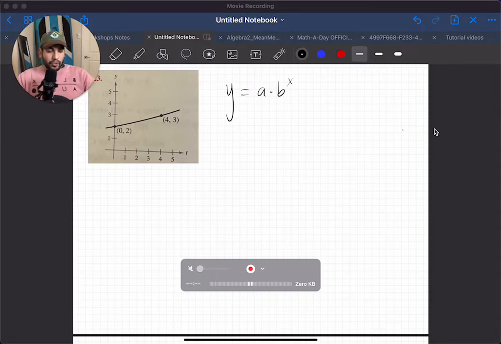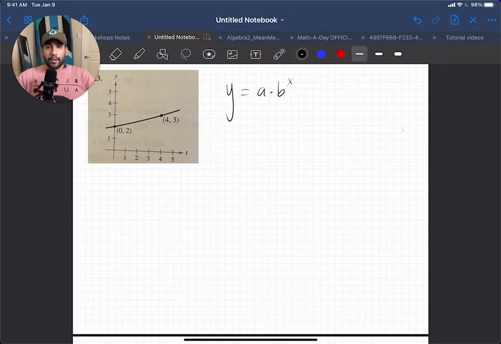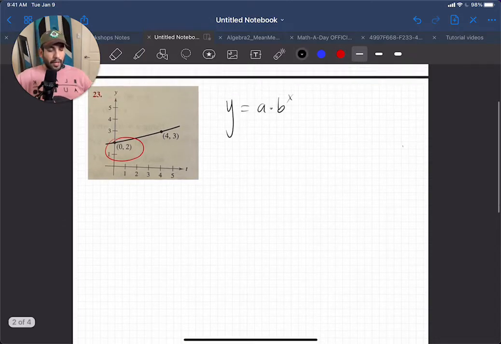All right, so when we're trying to find the equations for exponential functions, they obviously give us these 2 points for a reason, because we're going to have to plug in the x and the y coordinate for each value. So let's start off with (0, 2). That means that when x equals 0, y is going to equal 2.